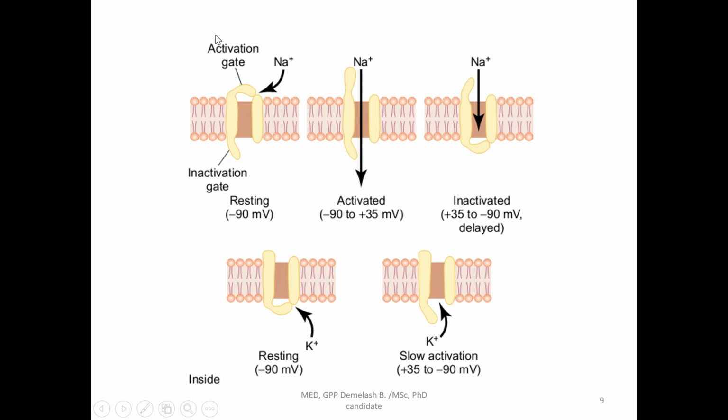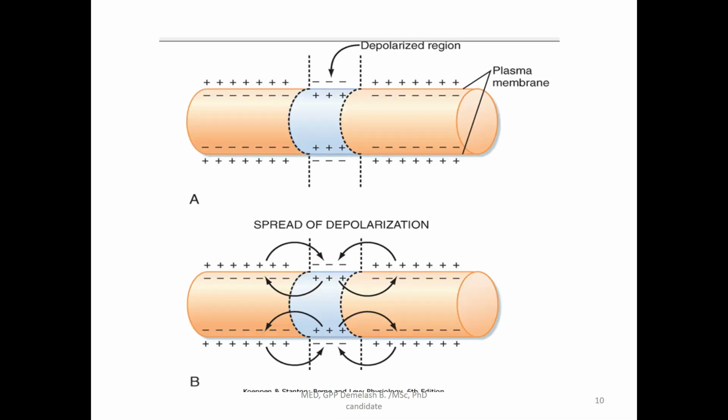So, activation gates, like sodium's, are activated, and the inactivation gate closes. Sodium channels are activated from minus 90 to plus 35 millivolts, then inactivated from plus 35 back toward negative, so the gate will be closed. At the resting minus 90 millivolts, potassium channels are all closed, and with slow activation, potassium will leave the cell. So the depolarization has changed the negativity and positivity of the neuron. The plasma membrane changes like this, then the depolarization spreads in such a fashion along the axon.